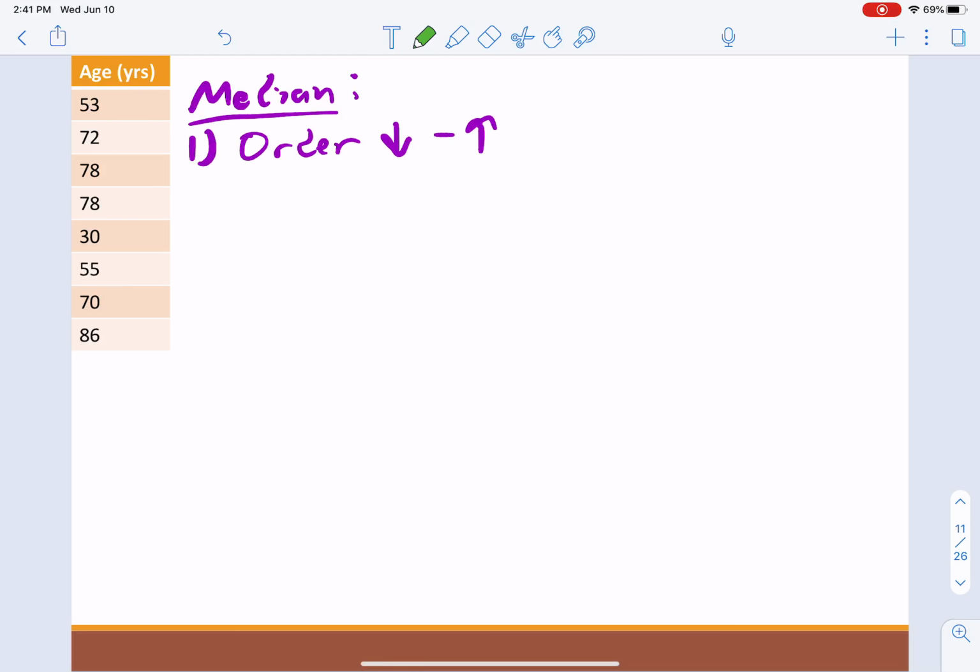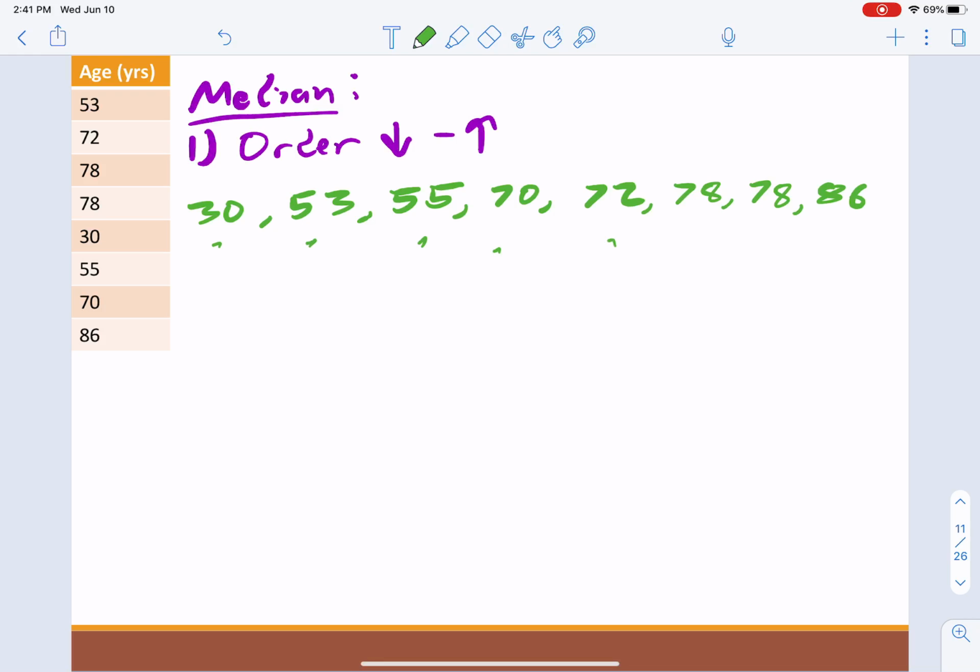So our lowest value is 30. The next lowest is 53. And then the next is 55. And then 70. And then 72. And then 78. 78 again, right? Even if it's duplicated, you always write them out. And then the last one is 86. So let me double check. 1, 2, 3, 4, 5, 6, 7, 8. Sweet. All right. And then I just want to whittle away until I get to at least the middle pair of values or the middle value.